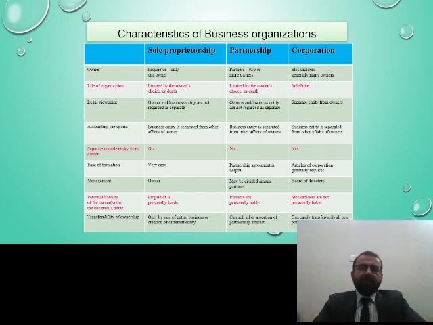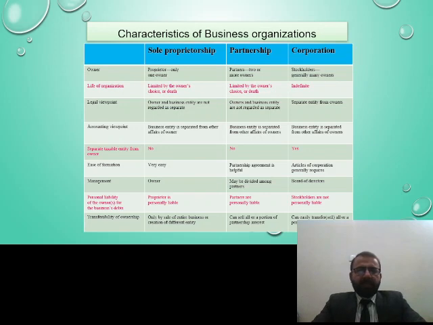Here are characteristics for business organizations: sole proprietorship, partnership, and corporation. The owner of a sole proprietorship is only one. Life of organization is limited by the owner's choice or death. Owner and business entity are not regarded as separate in sole proprietorship. Business entity is separated from other affairs of owner in sole proprietorship. A separate taxable entity from the owner is not done in sole proprietorship.